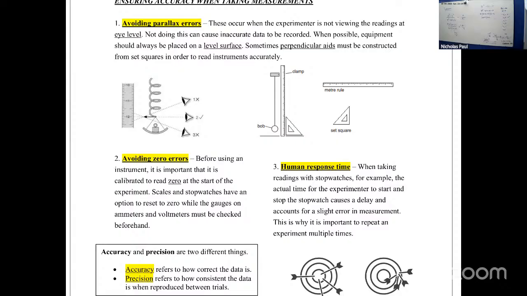Right? So avoiding parallax errors. These occur when the experimenter is not viewing the readings at eye level. Not doing this can cause inaccurate data to be reported. When possible, equipment should always be placed on a level surface. Sometimes perpendicular aids must be constructed from set squares in order to read the instruments accurately, right? So that's a little example there.